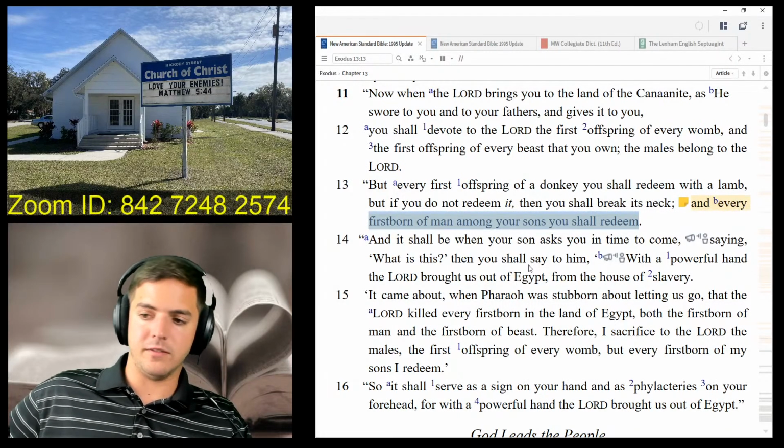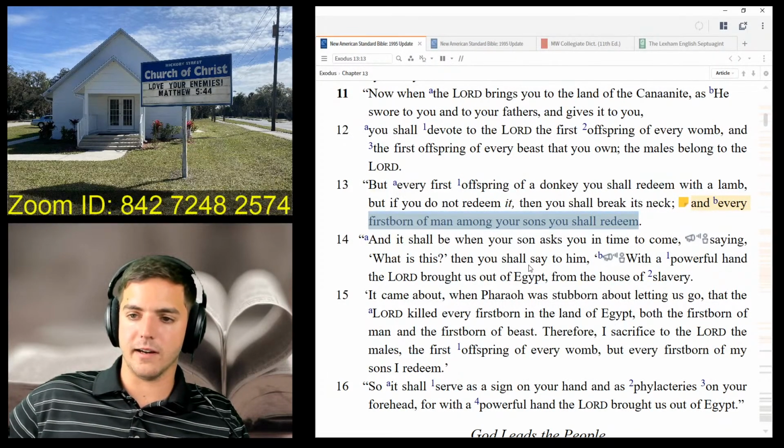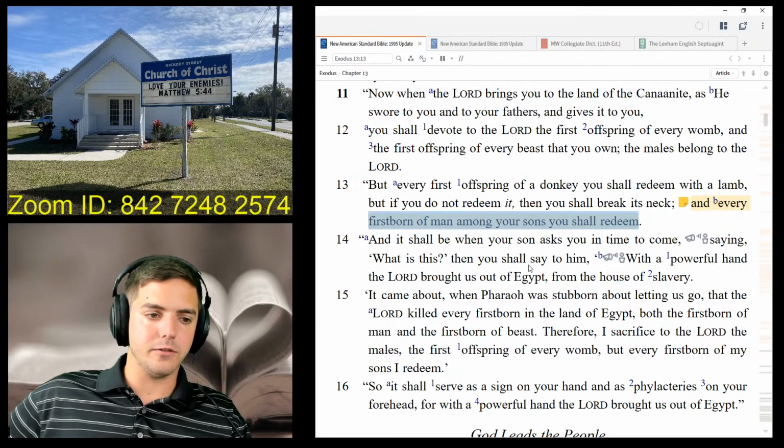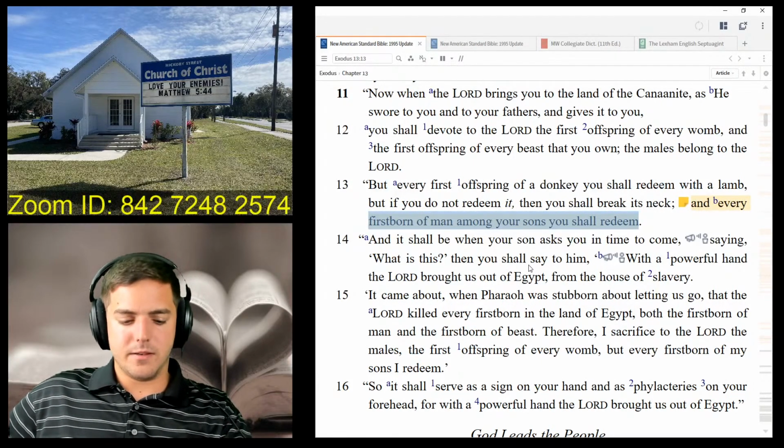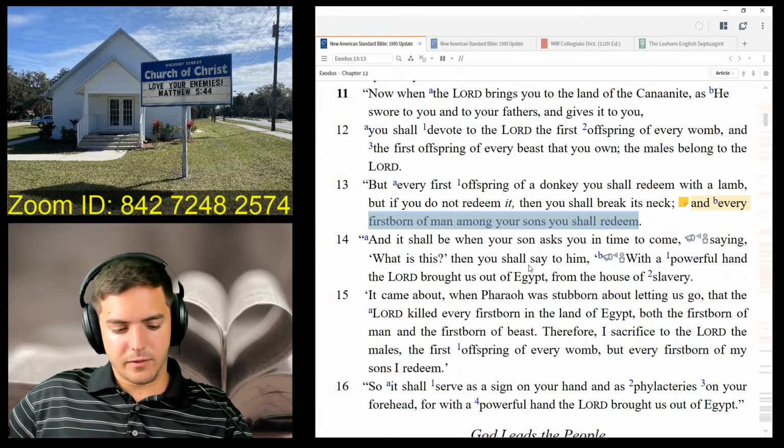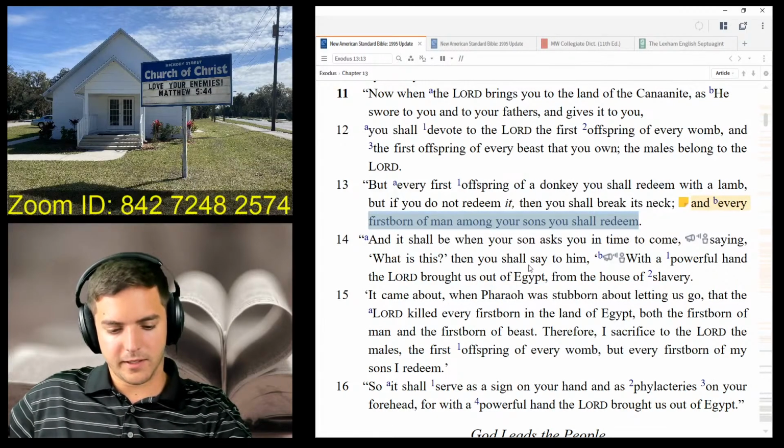And so this is going to set the stage for an understanding of Jesus' sacrifice for us in the New Testament. Does anybody have anything to add or take away? Any comments, questions, anything like that?